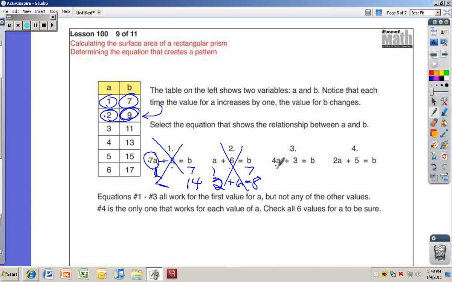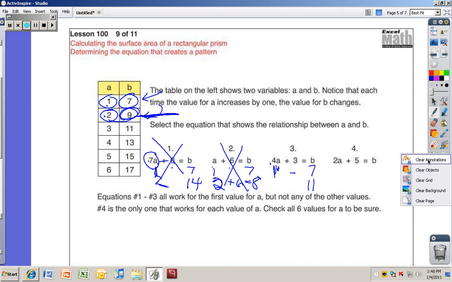What if we put a 1 in here? 4 times 1 is 4, plus 3 is 7. Oh, works again for the first one. What about the second one? 4 times 2 is 8. 8 plus 3? 11. That comes out to be 11, not 9. And so that one doesn't work as well.